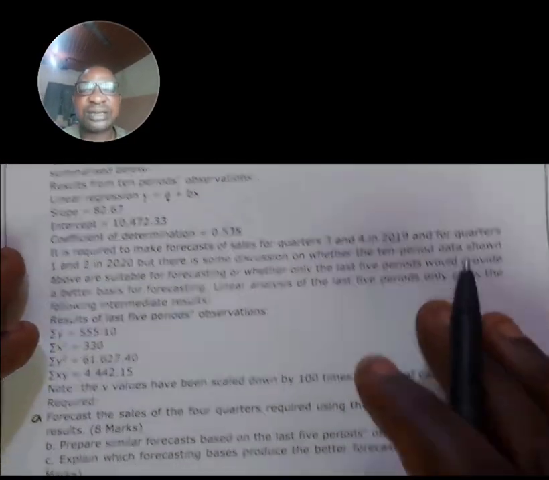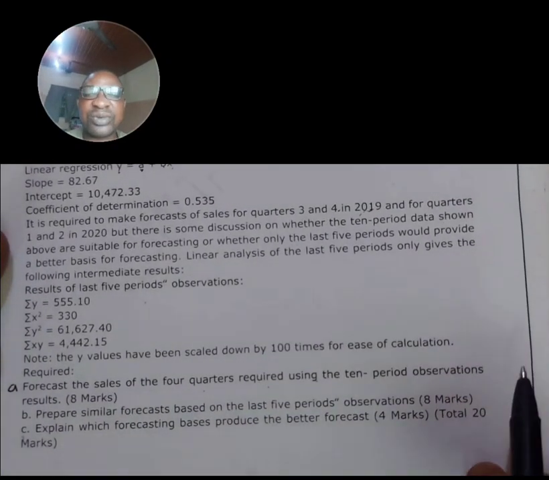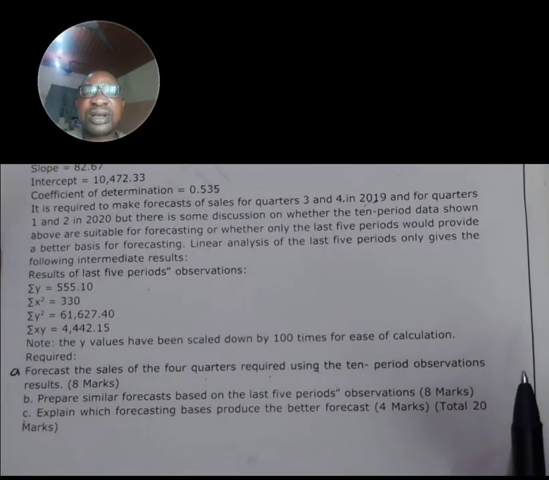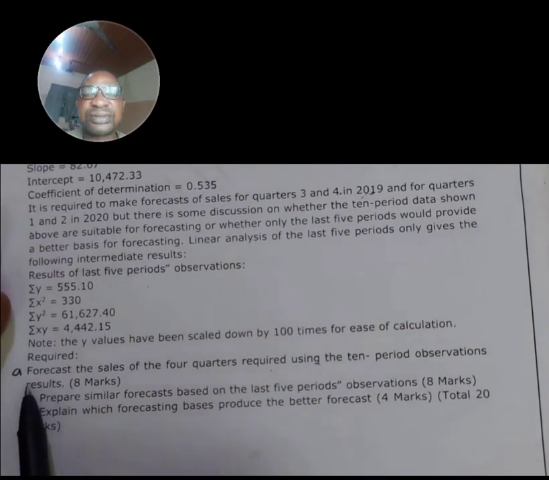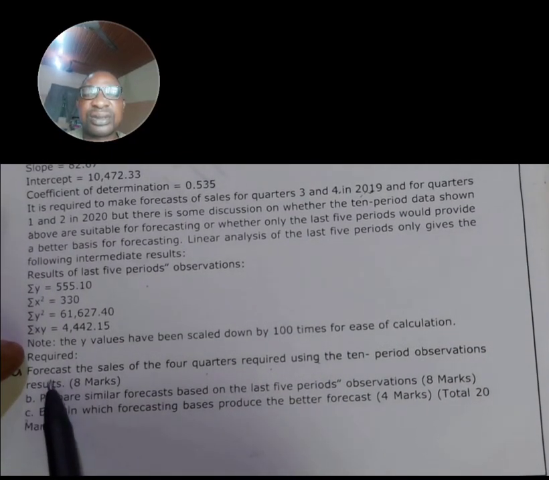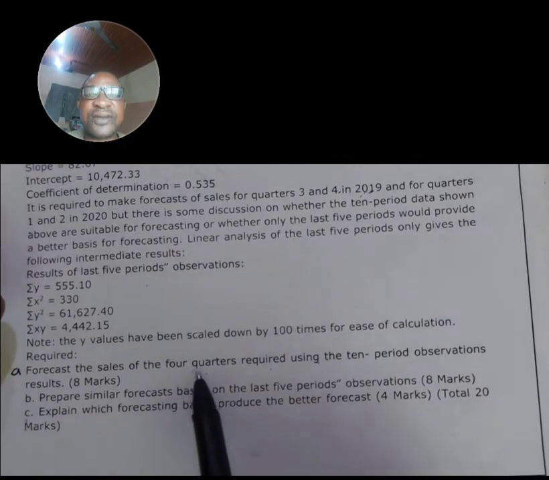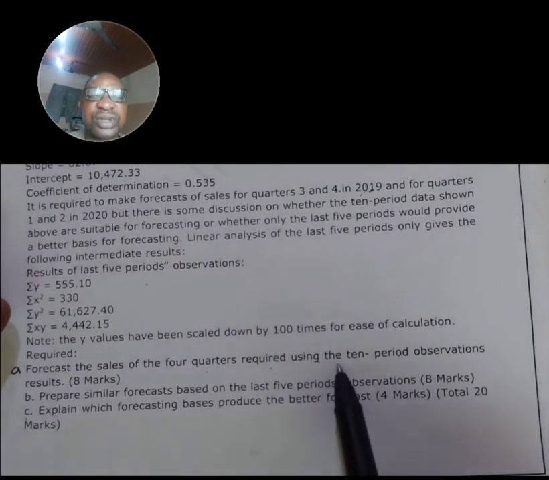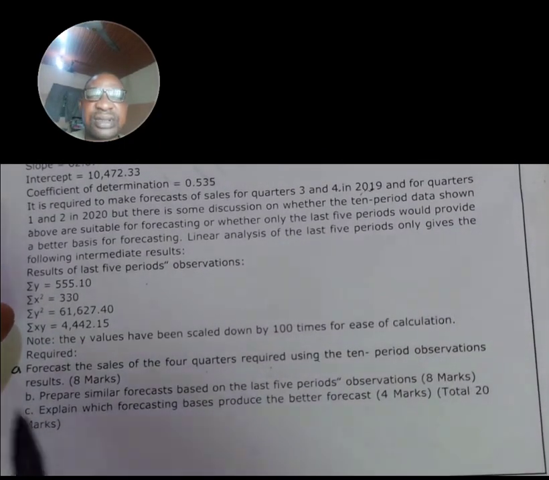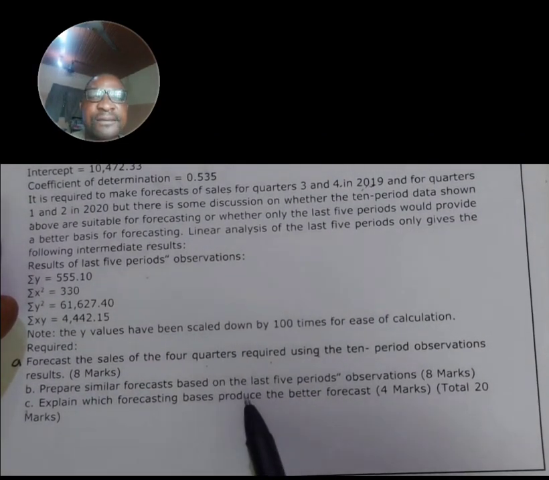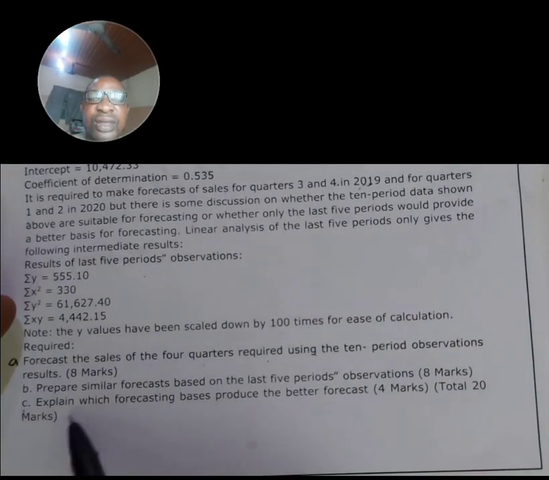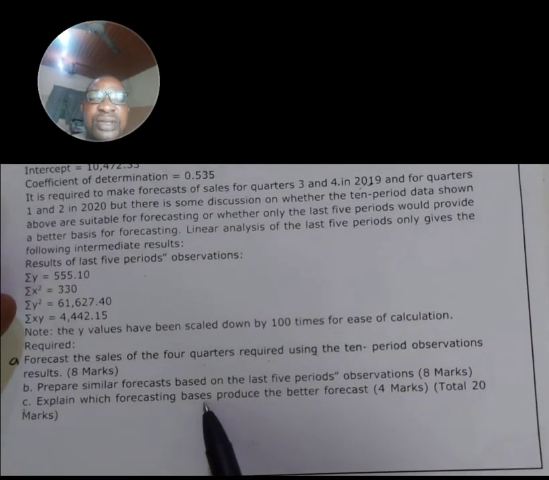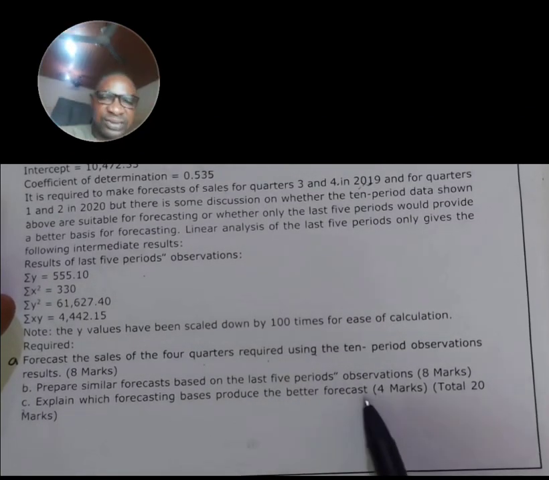Let's get started. As I always advise, you always start with the requirement of the question. What does the question say? Please pause the video and read. The question says, forecast the sales of the 4 quarters required using the 10 period observation results. Part B says prepare a similar forecast based on the last 5 period observations. Then explain which forecasting basis produces the better forecast.